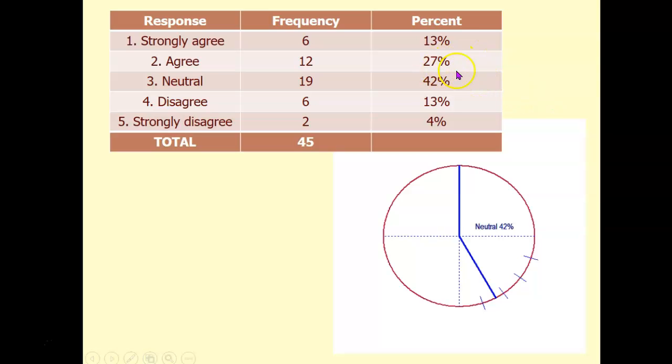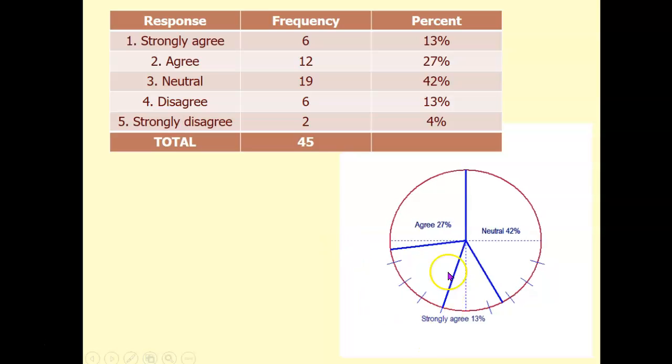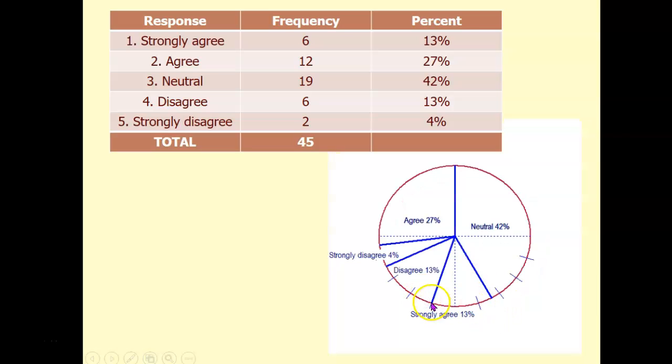Now let me fill in 27. Remember, that was a little bit more than 25. So here's 25. I went a little bit past that for 27, and that's my agree section. Next, I'll fill in 13% for strongly agree. Notice there's 3% left over here between these two marks, and then I can do 5, 10 more. So 5, 10, 13. There's 13% for strongly agree. Then we got another 13% for disagree and 4% for strongly disagree. So there's our pie chart.